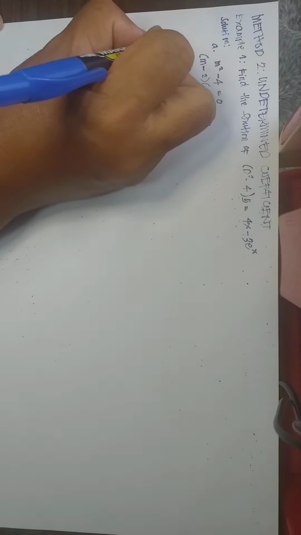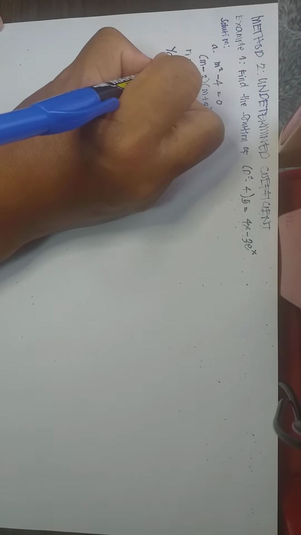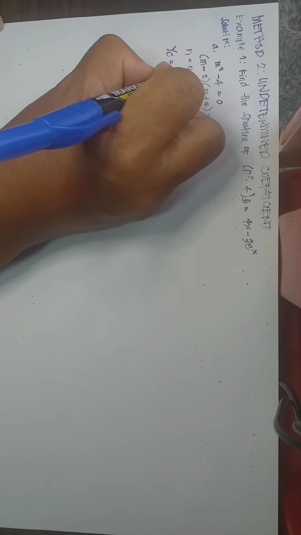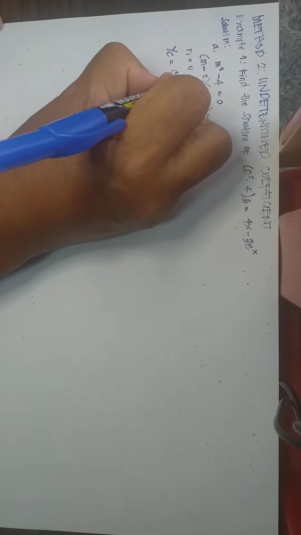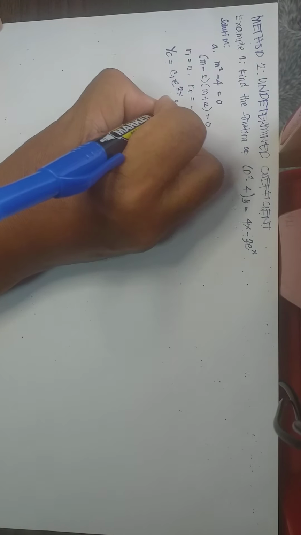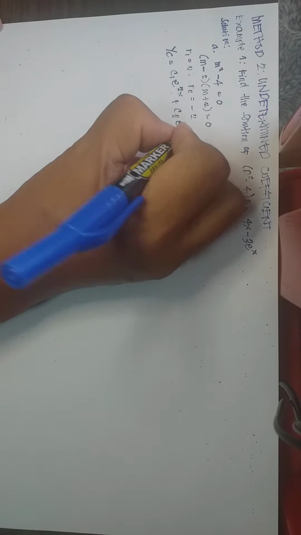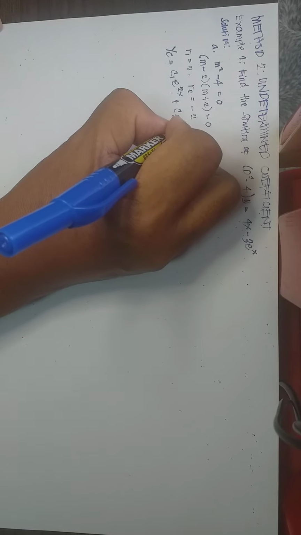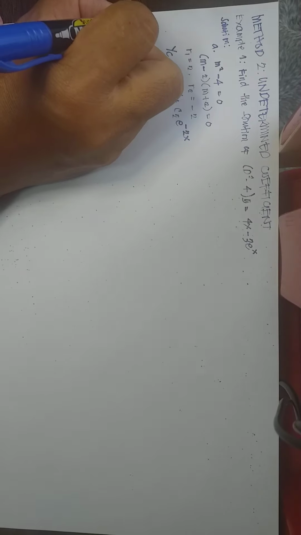Module number 2, case number 1, you have your yc is equal to c sub 1 e raised to r sub 1 x, that is 2x, plus c sub 2 e raised to r sub 2 x, that is negative 2x. That is the value of yc. Now, for yp.